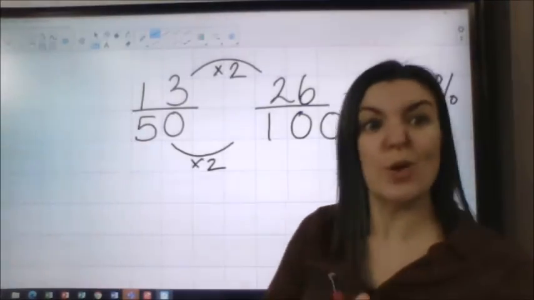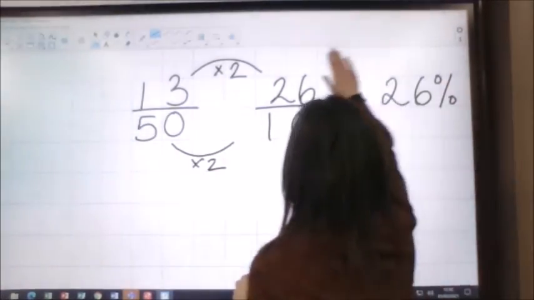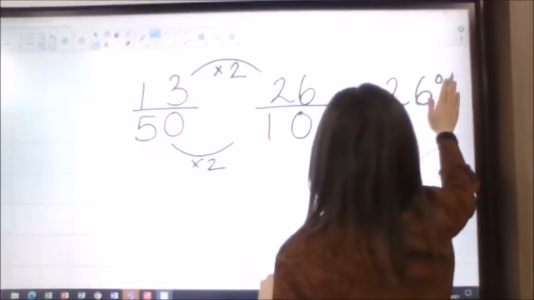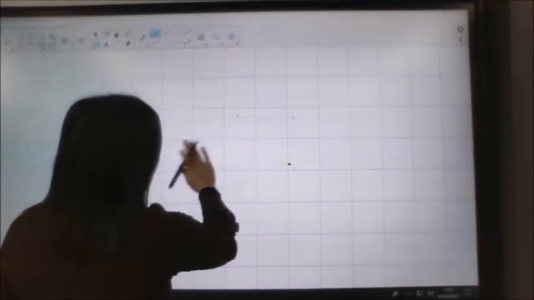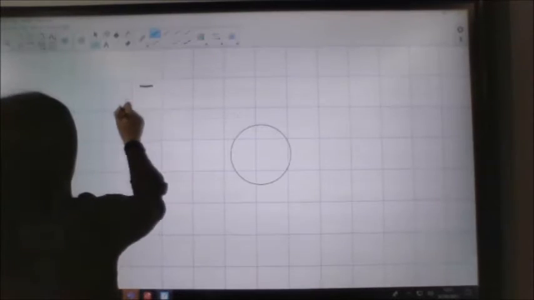Okay, so I'll do another one where the denominator is different. So you might have a denominator of 10. So you might have something like 7/10.